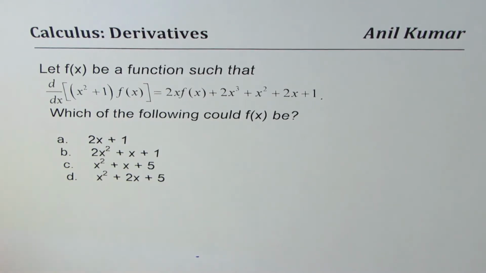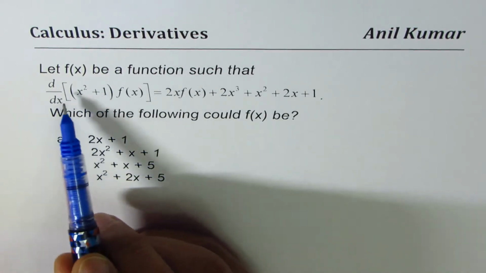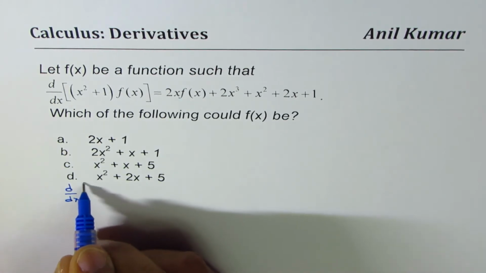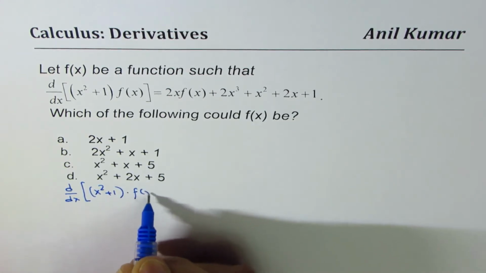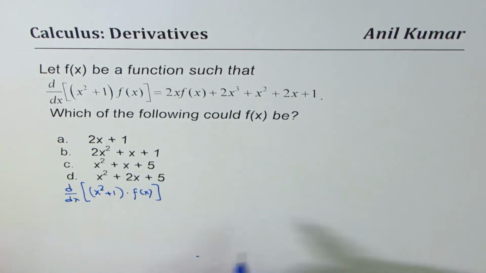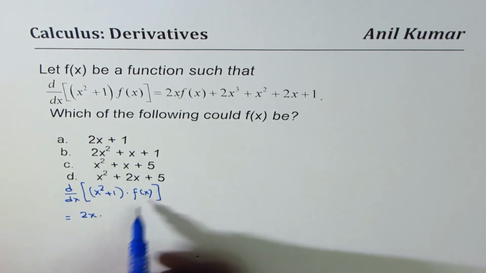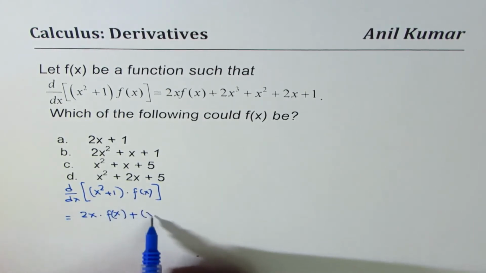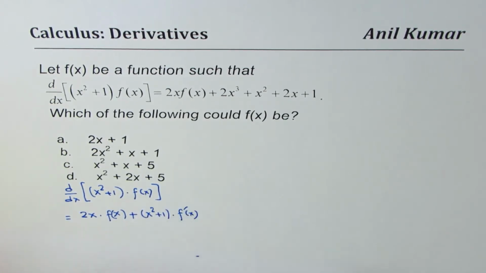Now, our approach is to find the derivative of this function. We are given the derivative of the function, which is (x squared plus 1) times f of x. So we'll apply the product rule: derivative of the first function, which is 2x, times the function itself, plus (x squared plus 1) times the derivative of the second function. So from the product rule, we get this.